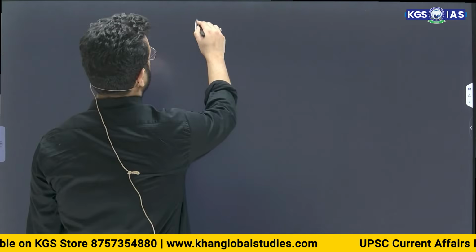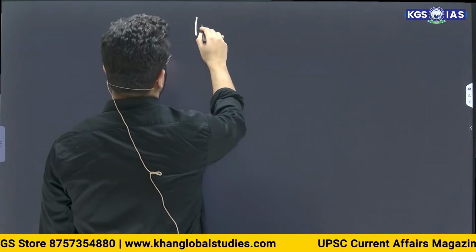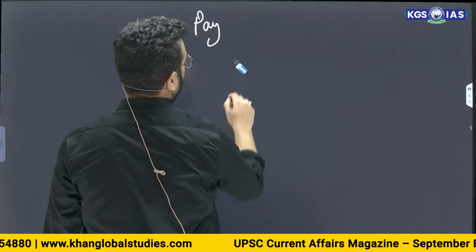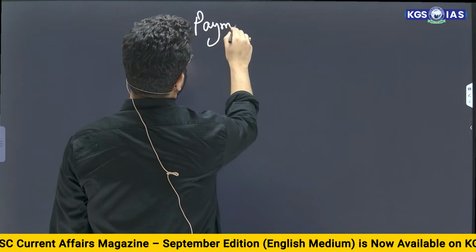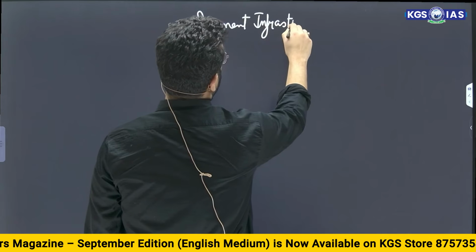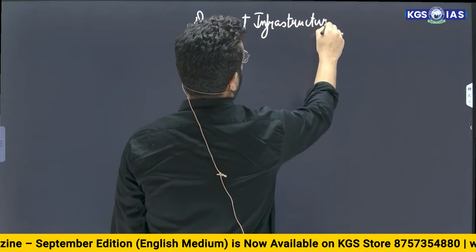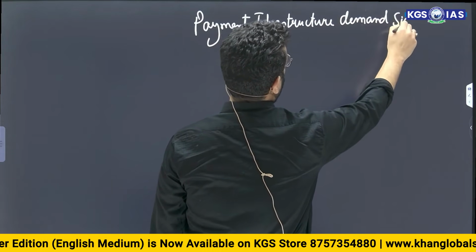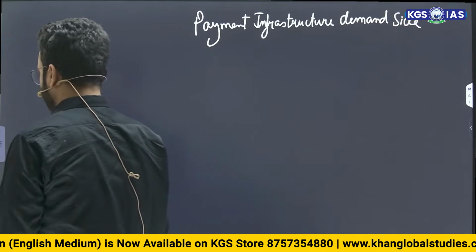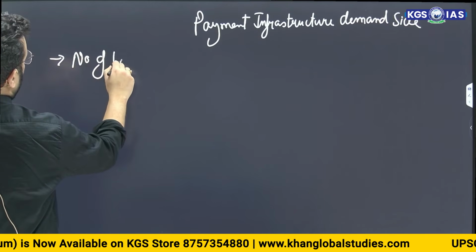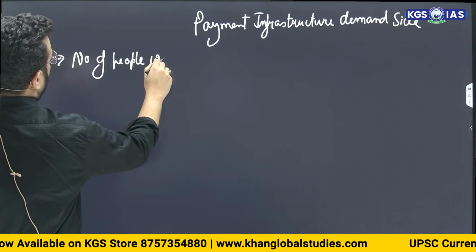Then the fourth is payment infrastructure demand side. Now what all is included in this demand side? Number of people with smartphones.